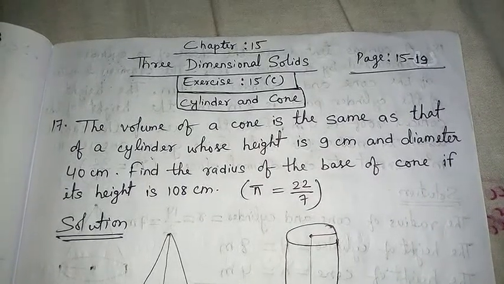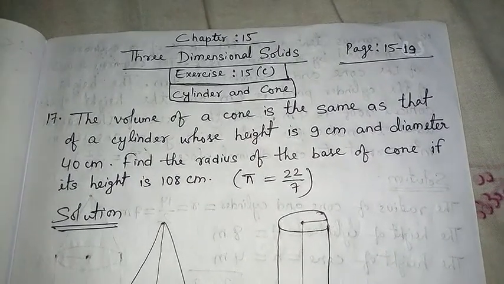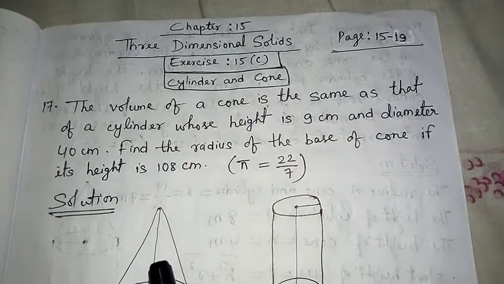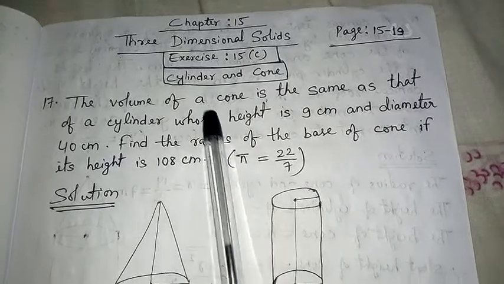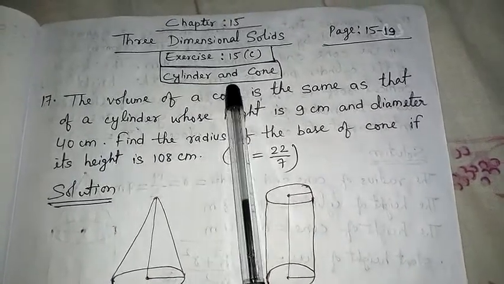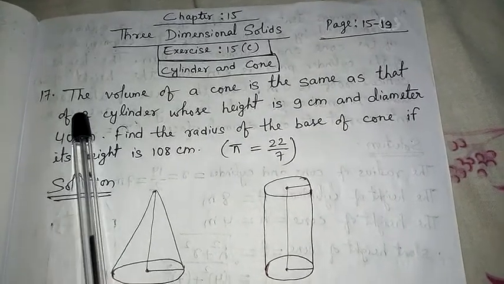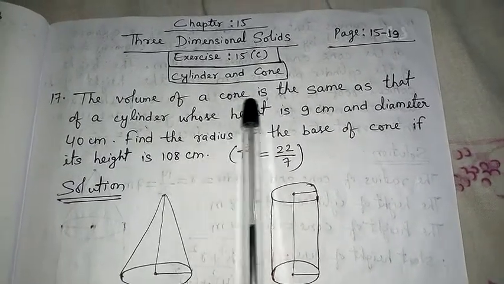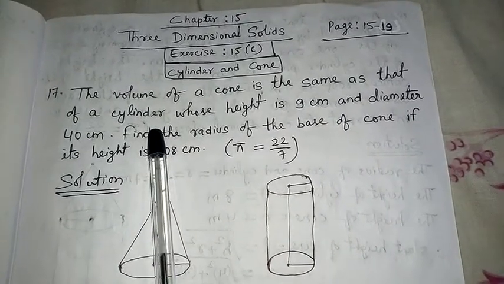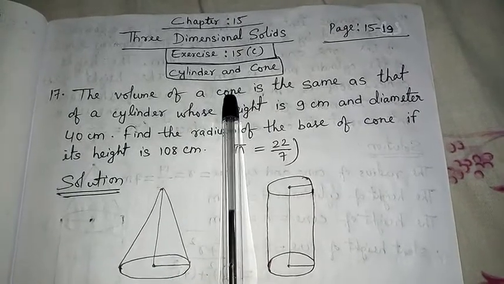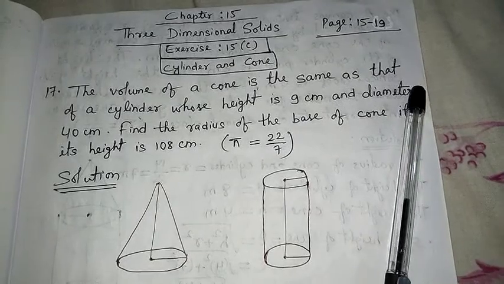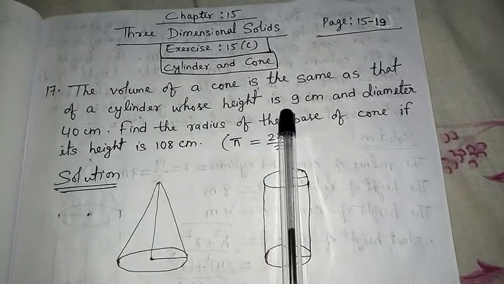Class 10 children, today we will learn some of the very important questions from the mixed solid portion. Mixed solid means in a question we will have combined solids, that is cylinder as well as cone. So let us begin. The volume of a cone is the same as that of a cylinder. You can see here in this question I have cone as well as cylinder. That's why it is a mixed solid question, whose height is 9 centimeter.